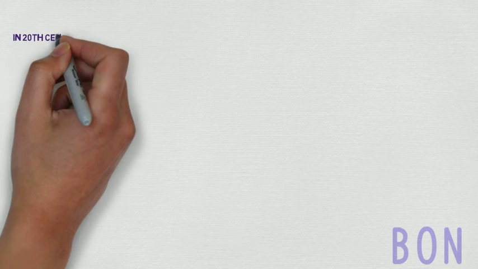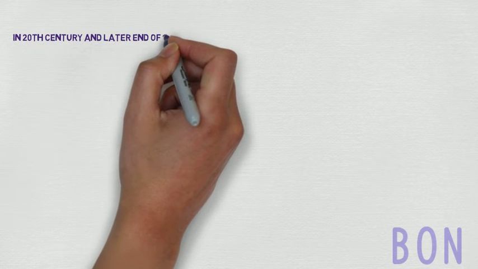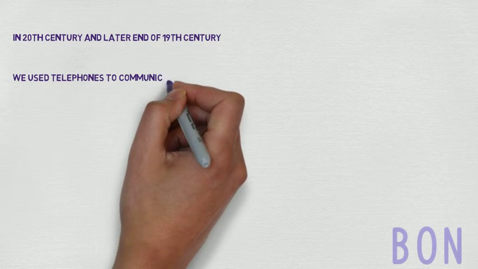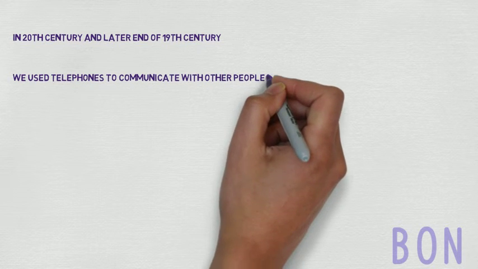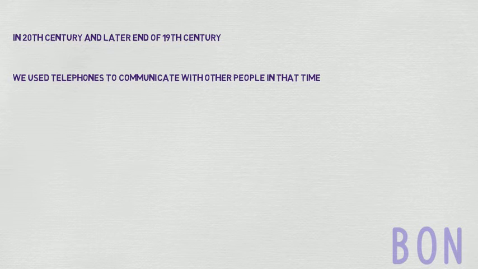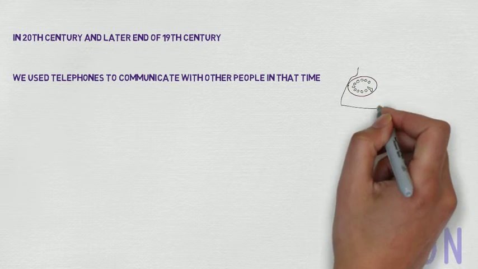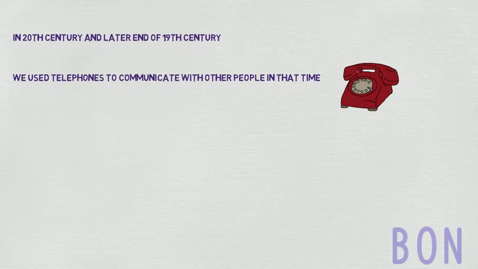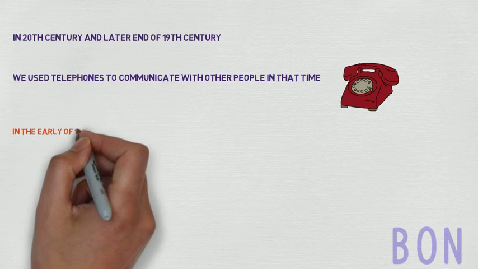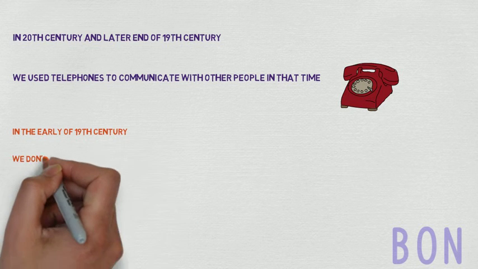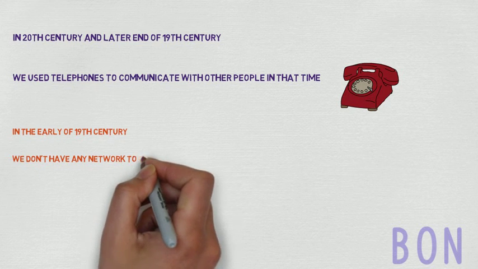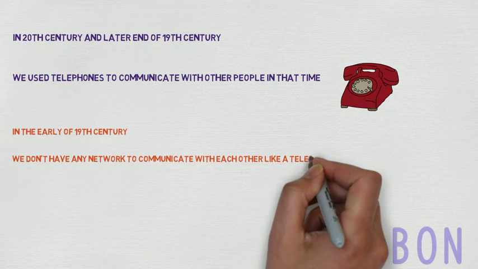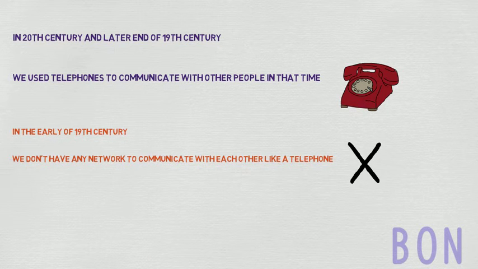In the 20th century and later in the 19th century, we used telephones to communicate with each other. For example, there were different locations in different places. We used the telephone in order to communicate with each other by dialing up. That was the good thing that we could do at that time. In the early 19th century, we didn't have any network device that could communicate with each other. Maybe they were using pigeons at that time.